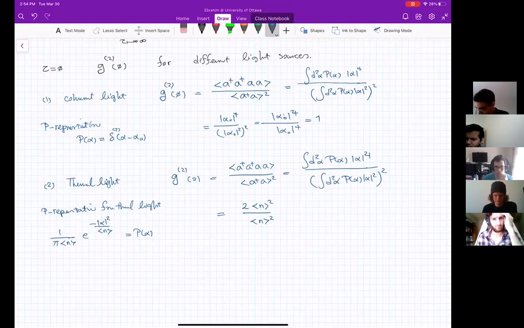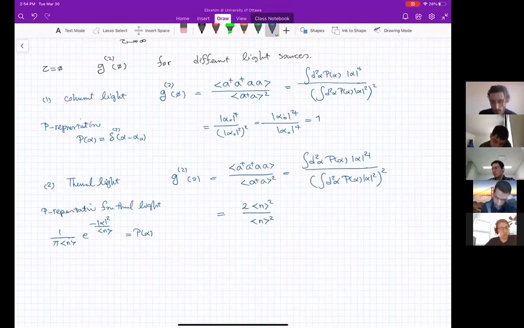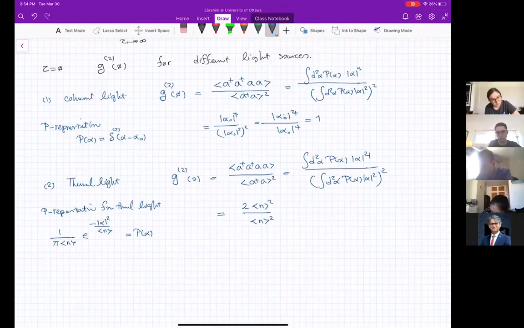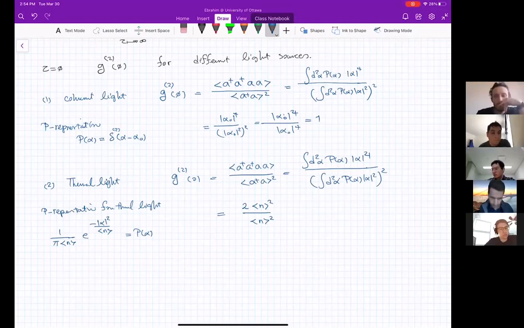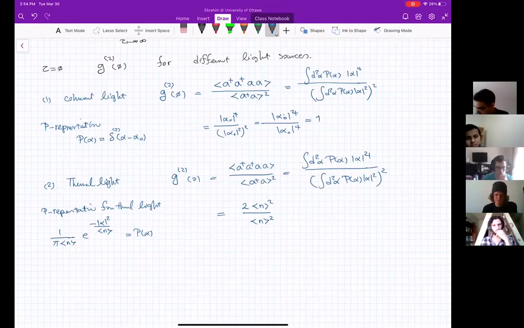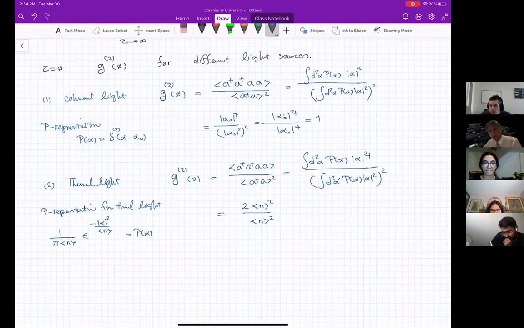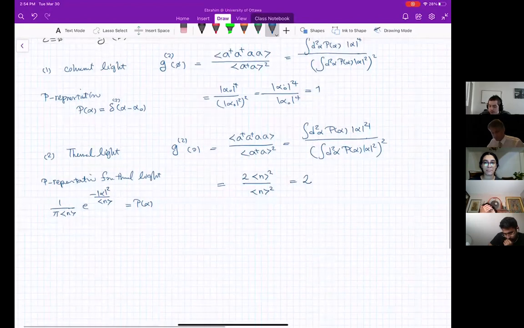Do you want me to do the mathematics, or can you do it at home? Does anyone want me to do the calculation? Just speak up, please. No one? Okay, good, glad. So then for the thermal light, that is equal to 2. Good. I see some faces. So let me do one of those calculations, just a simple one.